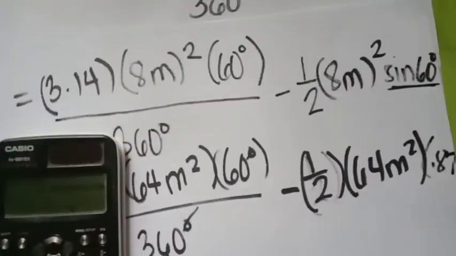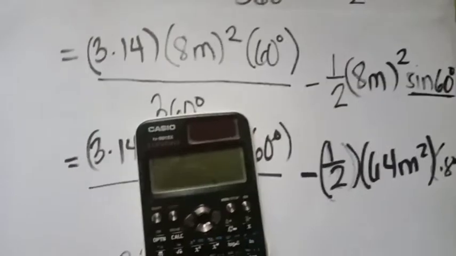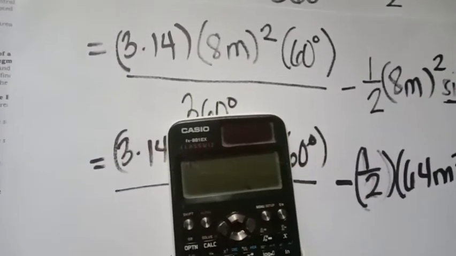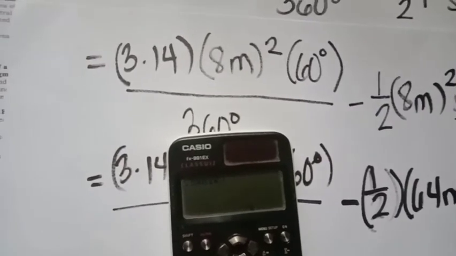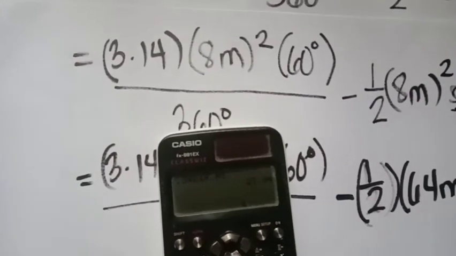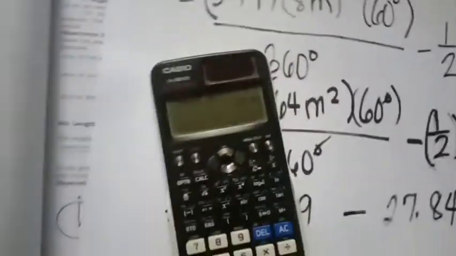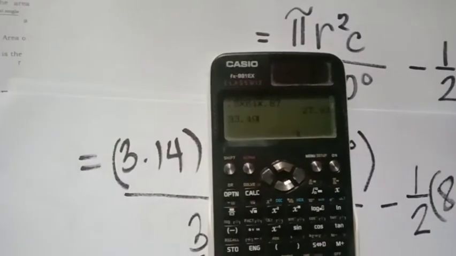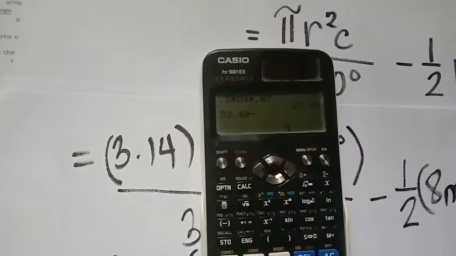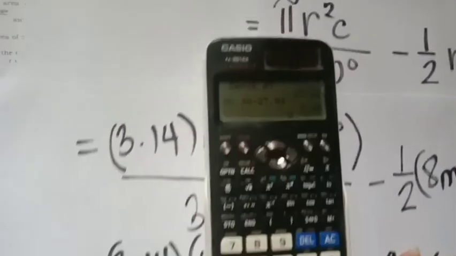Then, solve natin siya using calcu again. So, ang 1/2 ay 0.5 sa calcu. Para hindi kayo mahirapan. 0.5 times 64 times 0.87. That is equal to 27.84. And then, i-minus natin 33.49 minus 27.84. That is equal to 5.65.